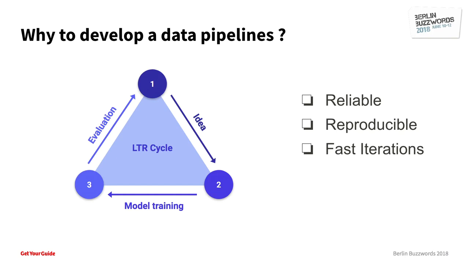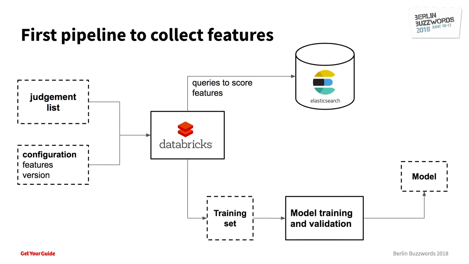And then when you go through each of these steps, you want something that's reliable, so it's worth investing time to build a pipeline. And also something that is reproducible. In terms of, like, last week, if you had a good model for a feature set, you want to have the same results. So it should be reproducible. And if you manage to have very little human intervention, you can iterate faster. So we built our first pipeline.